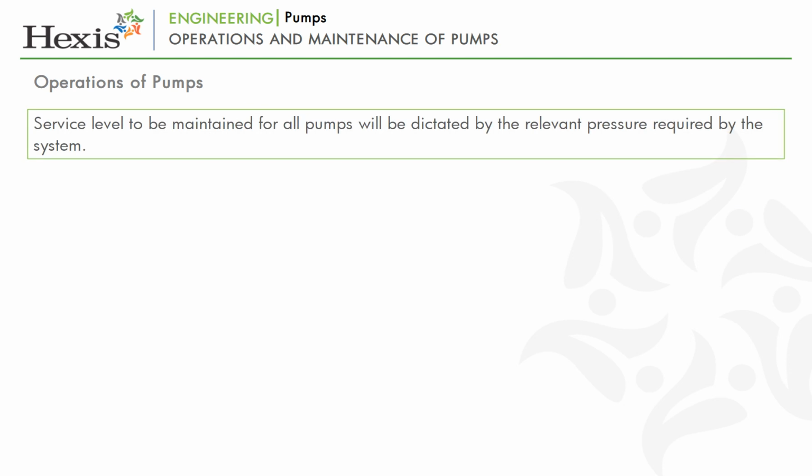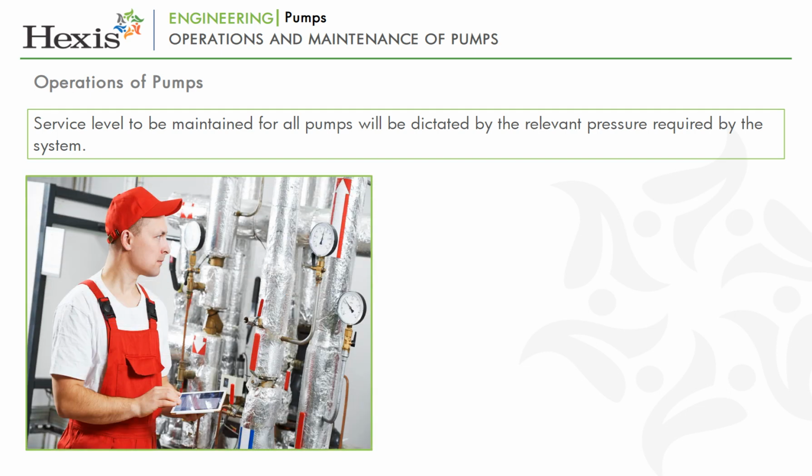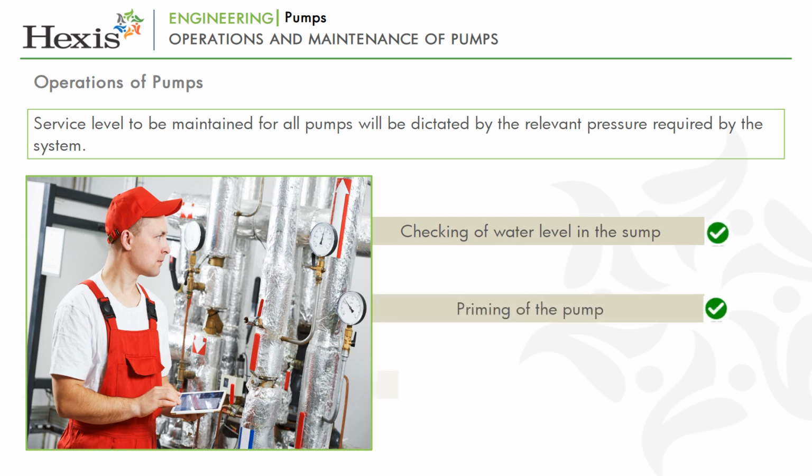Irrespective of the utilization, the service level to be maintained for all pumps will be dictated by the relevant pressure required by the system. Additional checks may be required before using pumps on manual control, like checking the water level in the sump, priming of the pump, motor insulation, etc. The importance of pumps to the daily operation of buildings and processes necessitates a proactive maintenance program, which incorporates a preventive and predictive maintenance schedule.